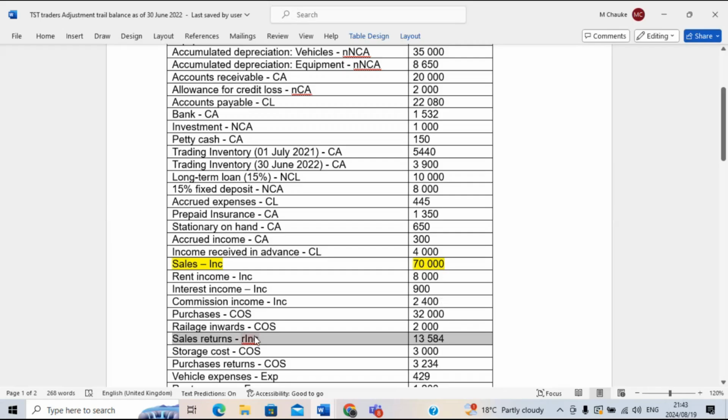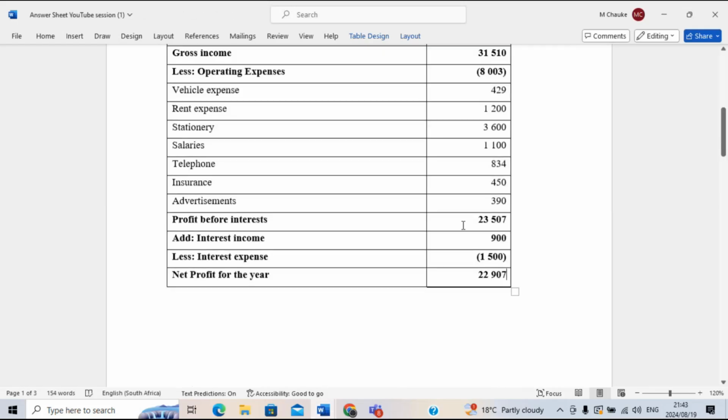To get profit for the year, you have to say profit before interest, which is 23,507. You add 900 of interest income. You subtract our 1,500, which is interest expense. Then you'll get 22,907. Are you following, Maria? Thank you.